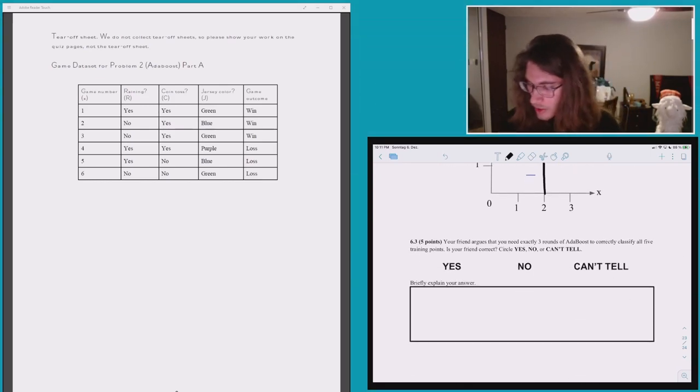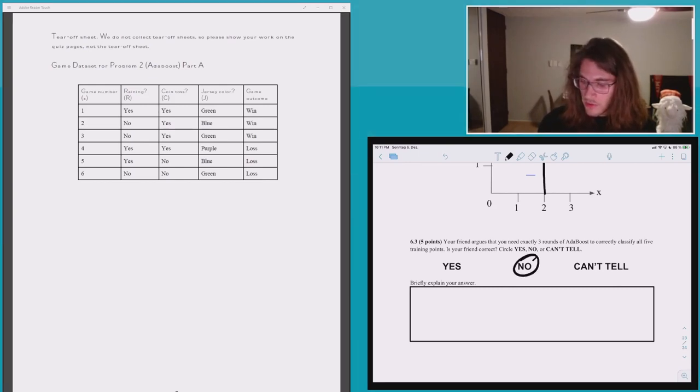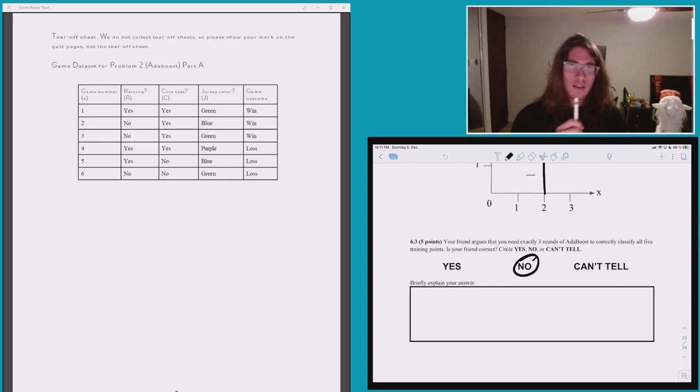And now we're talking about whether, in exactly three rounds of Adaboost or adaptive boosting, the ensemble classifier would be able to perfectly classify the entire set of points. And the answer is no. And this answer actually relies on the adaptive boosting facts at the end of my Adaboost recitation.